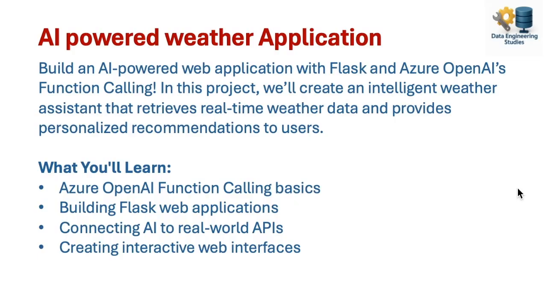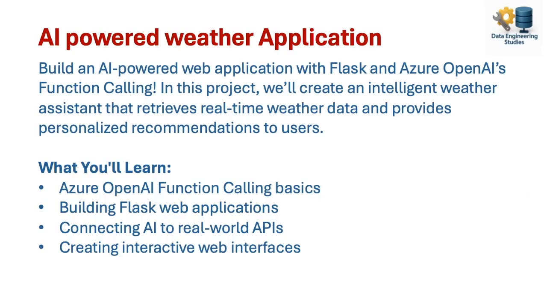Today we are going to build something really exciting, an AI-powered web application using Python's Flask library and Azure OpenAI's function calling feature. In this tutorial, you'll learn how to create an intelligent web assistant that doesn't just give weather data but provides personalized recommendations based on current conditions. By the end of this video, you will understand how Azure OpenAI function calling works, building a Flask application from scratch, connecting AI models to real-world APIs, and creating a web interface that users can actively interact with.